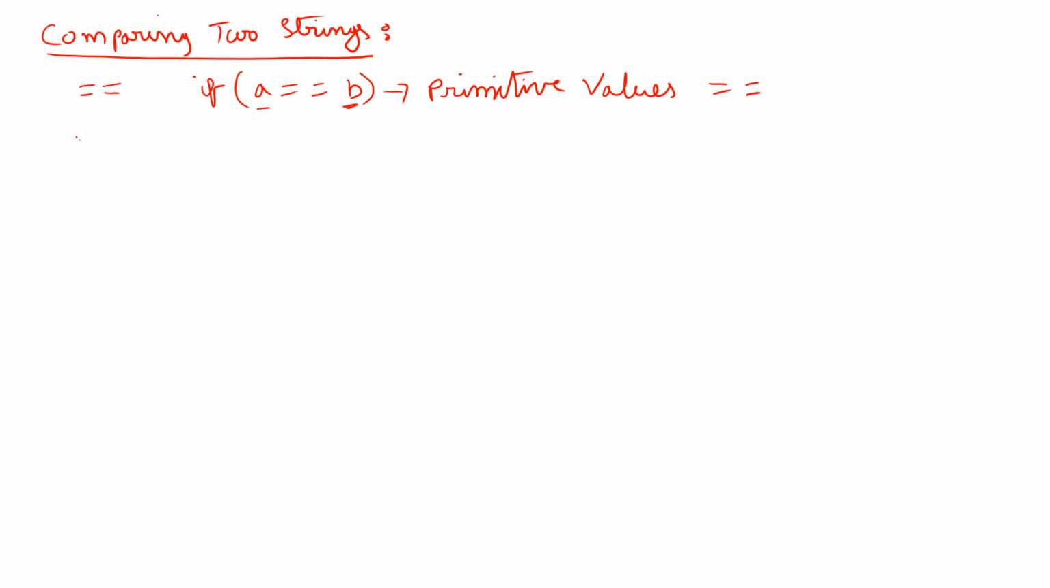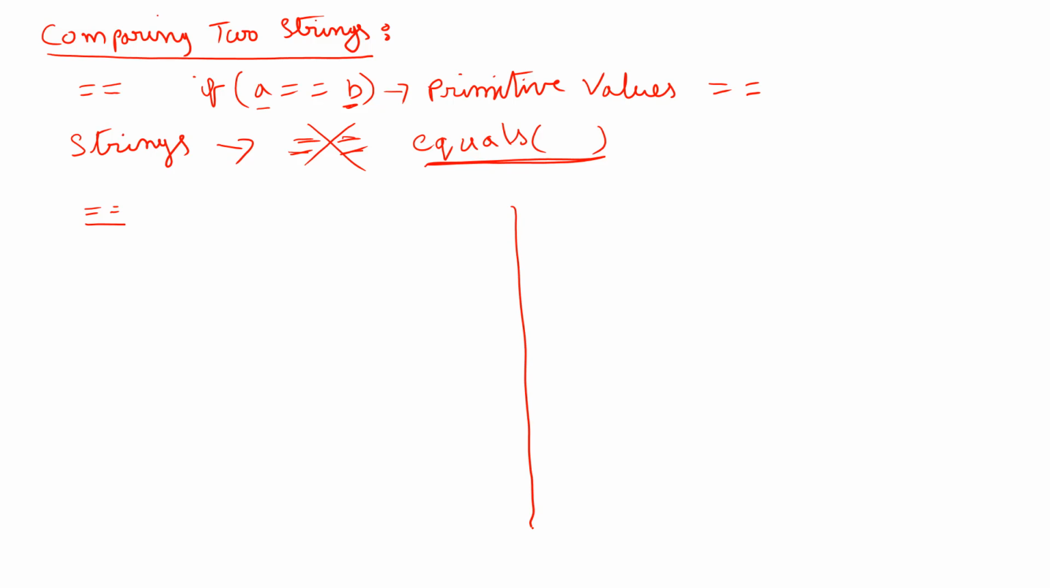But for comparing string values, the double equals to method is not recommended. We have a method called equals. We can use this equals method to compare two strings. The reason why double equals to is not recommended is, so this is the double equals to method. Let's see why the double equals to method is not recommended to compare two strings and why the equals method is recommended.